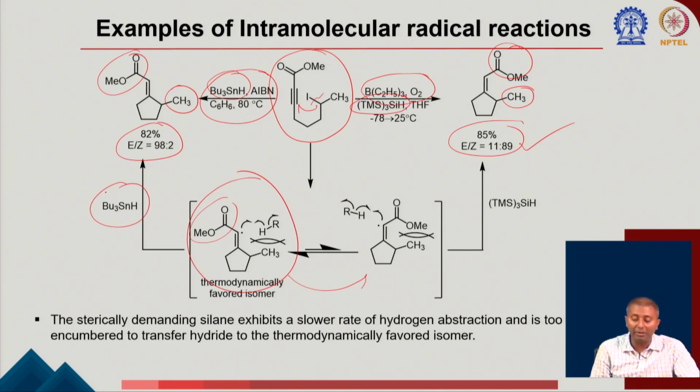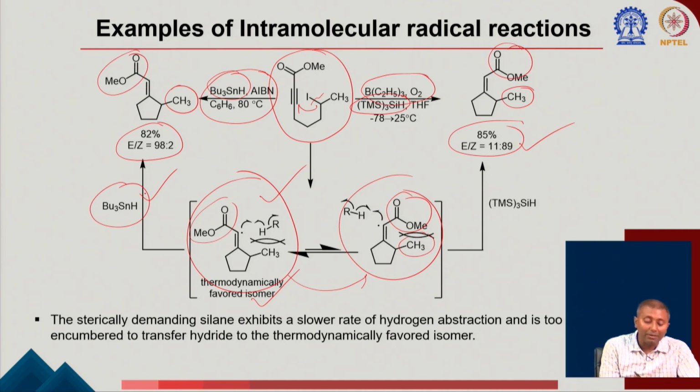If you are using a less bulky tin hydride, the tributyl tin hydride, then the radical abstraction happens from the thermodynamically favored isomer, because this will be thermodynamically favored compared to this, since you can see here the methyl and this group have a steric clash compared to this one. So if you have a less bulky hydrogen donor, it is going to form this product after the hydrogen atom abstraction.